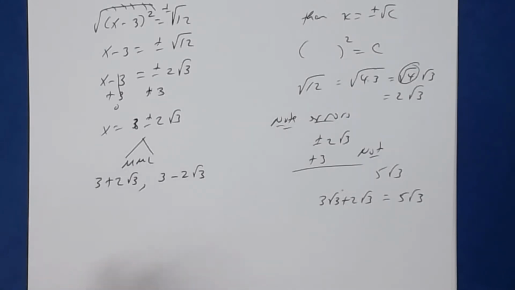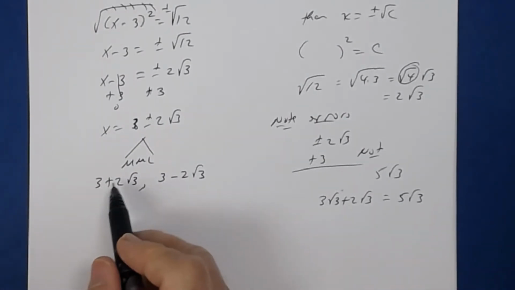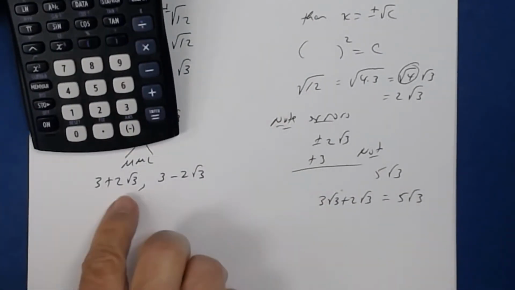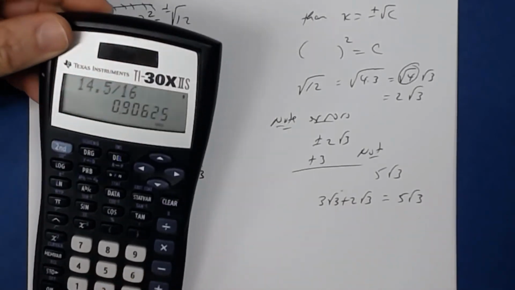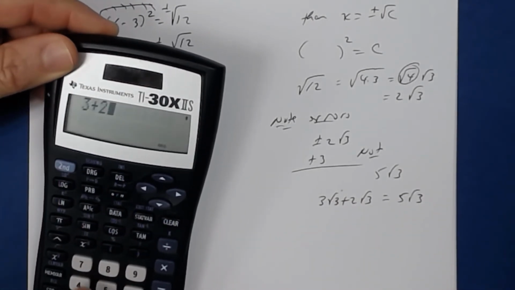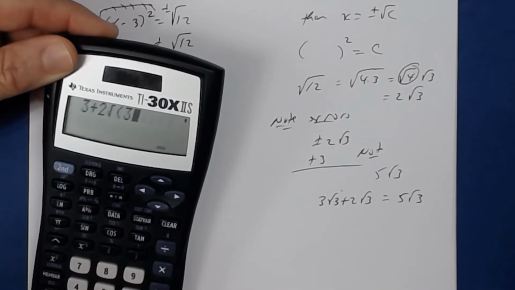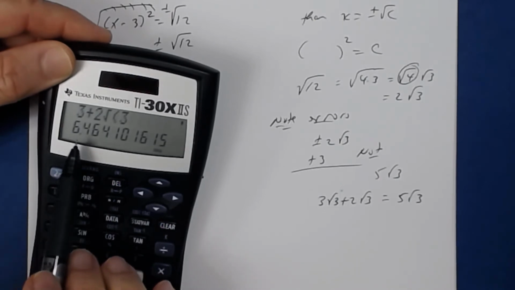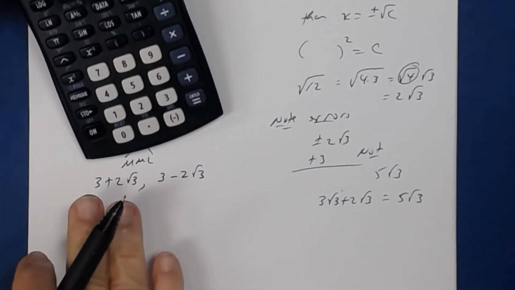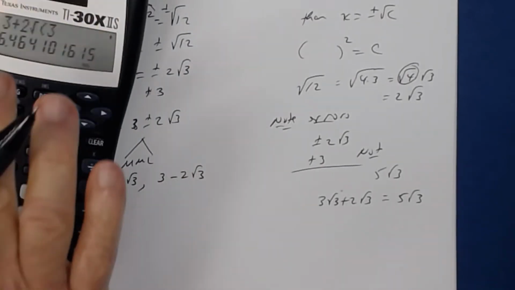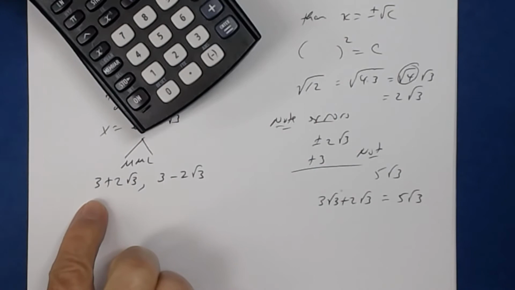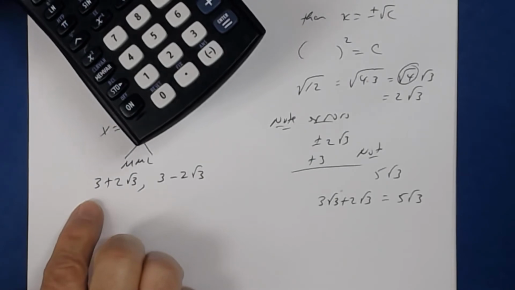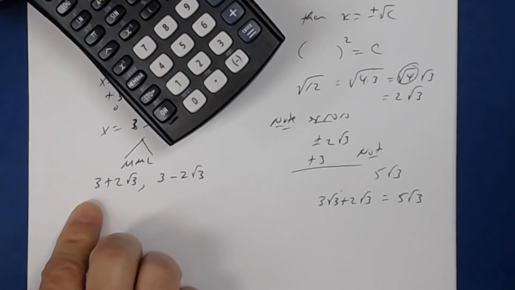Now, I just want to show you something. If I approximate this using a calculator, 3 plus 2 square root of 3, and then press equal, to 2 decimal places that's 6.46. So that's approximately equal to 6.46. I'm not going to write that down, because I don't want you to think it's okay to write it as 6.46, which is not, because the directions did not say anything about rounding off.